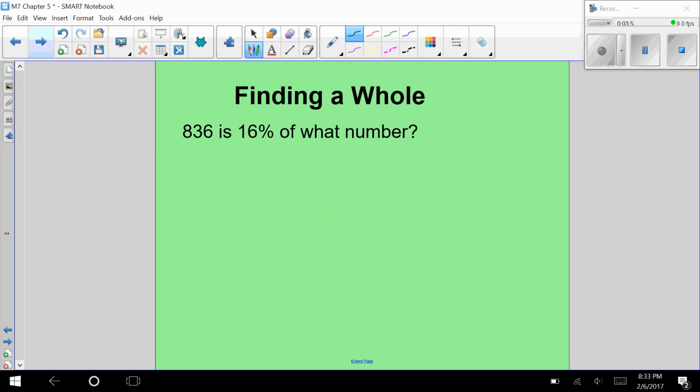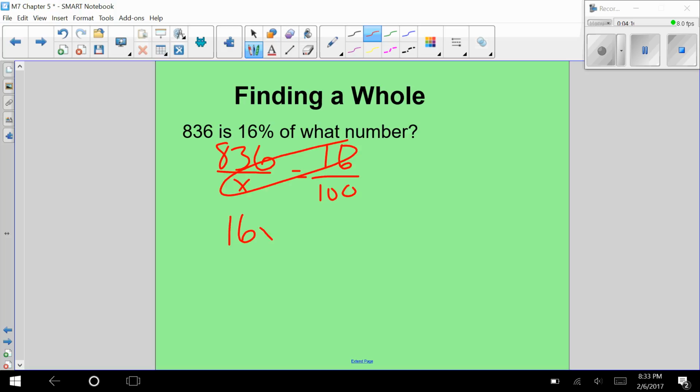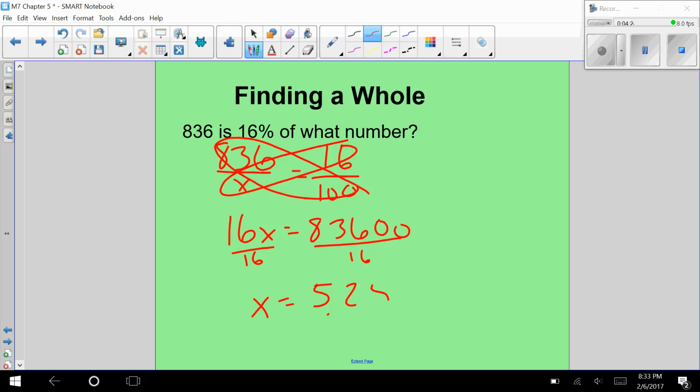And the last piece we'll have to do is finding a whole. So 836 is 16% of what number? So 836 is, so it goes on top, 16% goes over 100, of what number? Now we cross multiply. 16x equals 836 times 100, which is 83,600. Divide both sides by 16, and we get x equals 5,225.